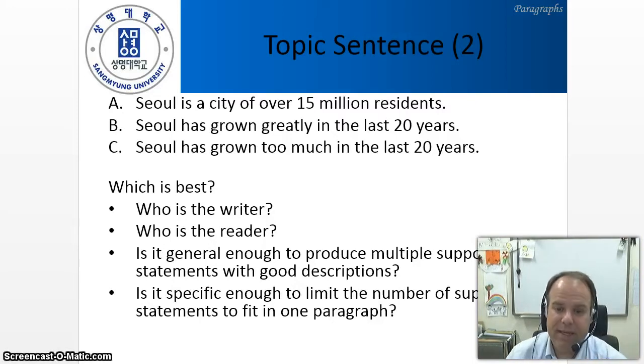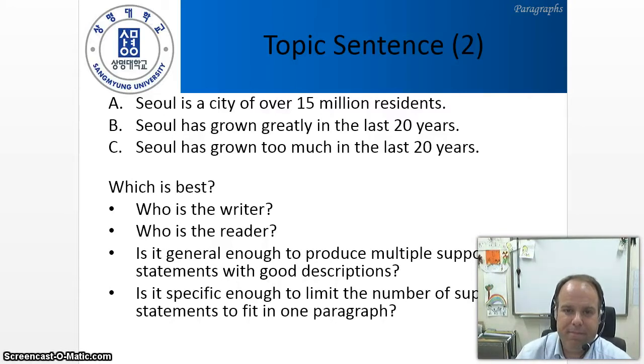So take a look at these again. Which one do you think is the best topic sentence? I think it differs depending on who's writing, who's reading, and other parts of the context. So, A, Seoul is a city of over 15 million residents. B, Seoul has grown greatly in the last 20 years. C, Seoul has grown too much in the last 20 years. Now, given part of what I told you before, C is probably one of the better ones. C is generally an opinion.